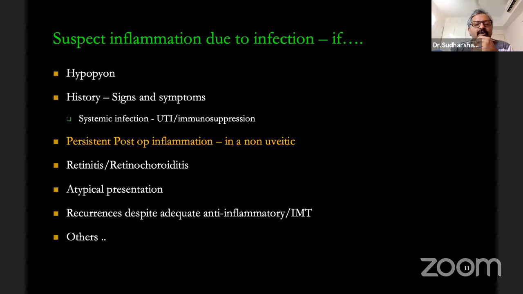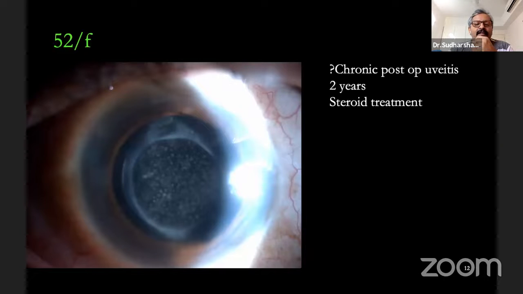But it's not always so easy, because sometimes you can get a patient like this who may have a relatively mild course in the immediate post-operative period, but can have a chronic post-operative inflammatory reaction. This is one patient who was having it for about 1 to 2 years. The patient was on steroid treatment. Remember that some of the low-grade infections can have better response with steroid treatment also.